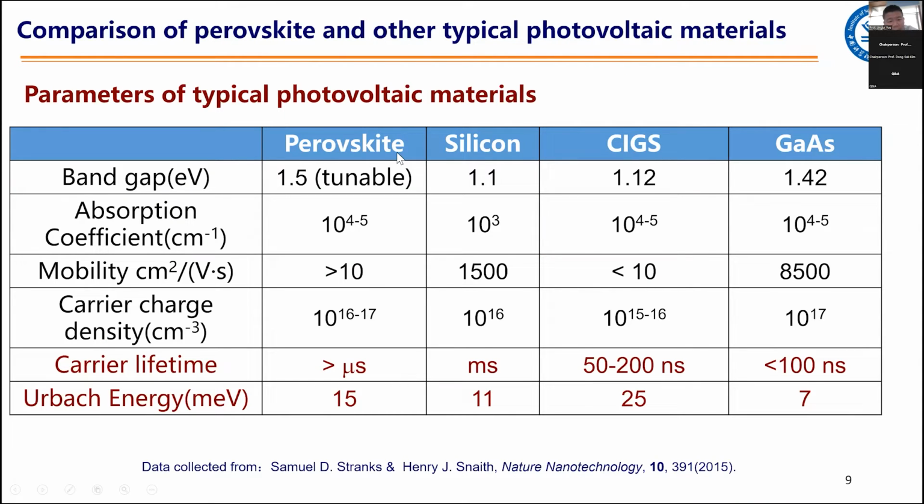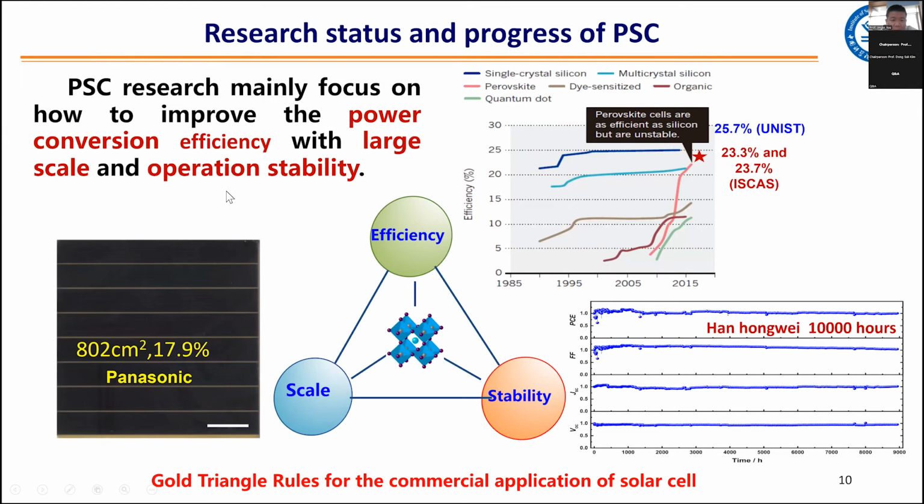Comparing perovskite materials with the traditional silicon, CIGS and gallium arsenide, we saw that some of the properties are close to or even better than the traditional inorganic materials. So I think this is the summary of the present status of perovskite solar cells. As a solar cell, we pay attention to three factors. We call it the golden triangle rules.